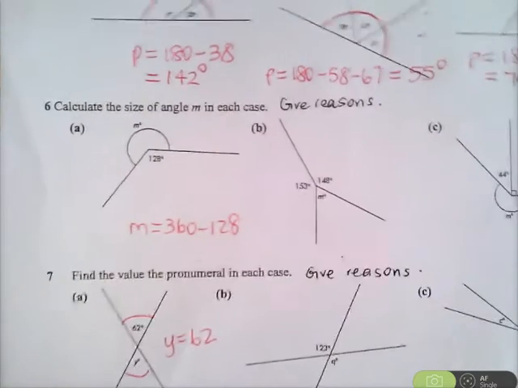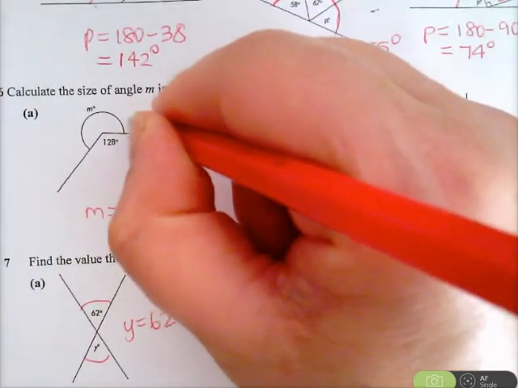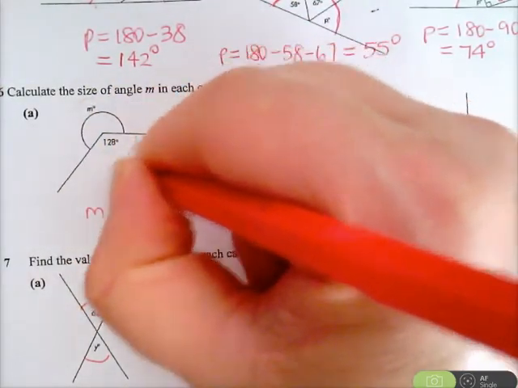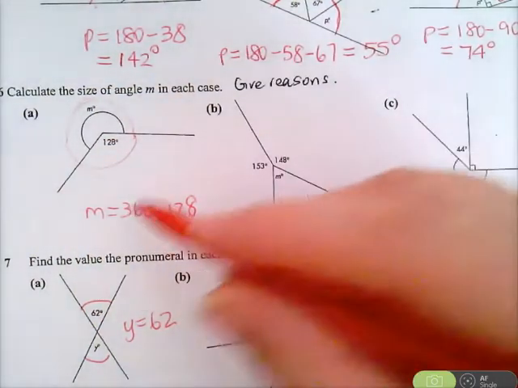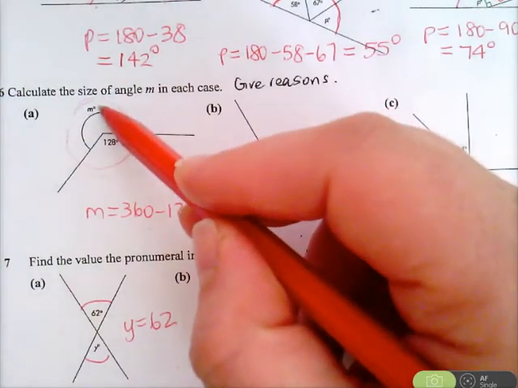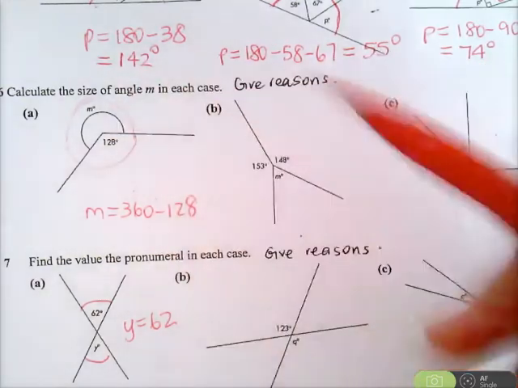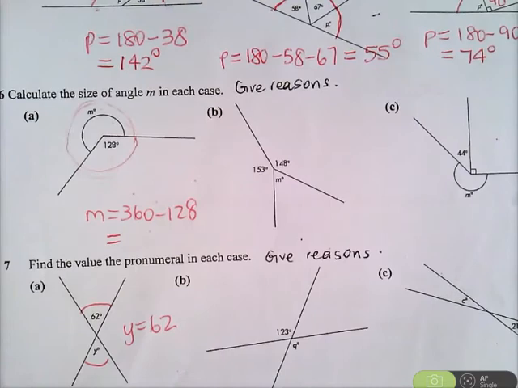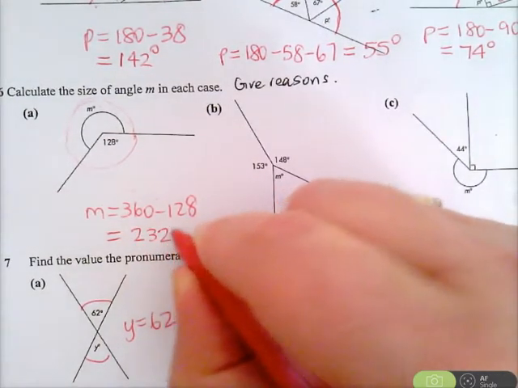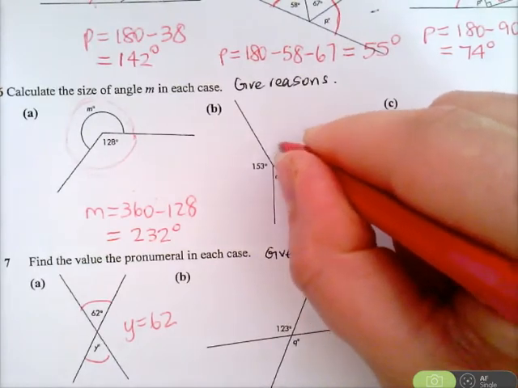Okay, in question 6, we've got 3 questions here again. We did do one of them in class, but if you see where these angles, see both these angles here that we've got make up a revolution. And a revolution is 360 degrees. So to find the size of M, it's 360, take away 128. And if you do that on your calculator, you will get 232 degrees.